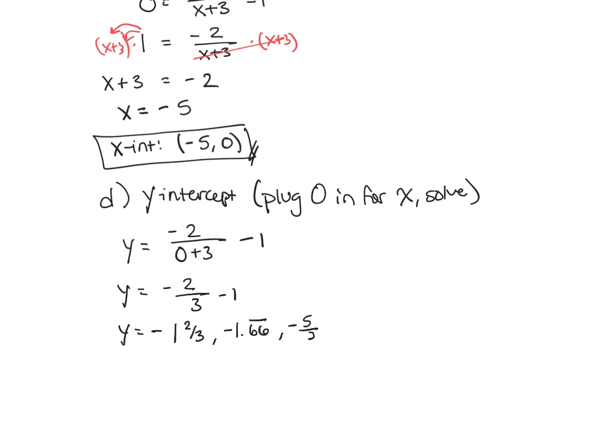All of these answers are acceptable. But this is our y value for a y-intercept. And since it's an intercept, we're going to write this as a point. So it's going to be 0, comma, whichever of these versions you choose to use. I'm just going to use the first one, so (0, negative 1 and 2/3).